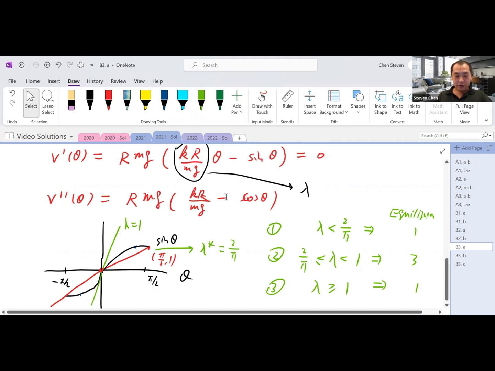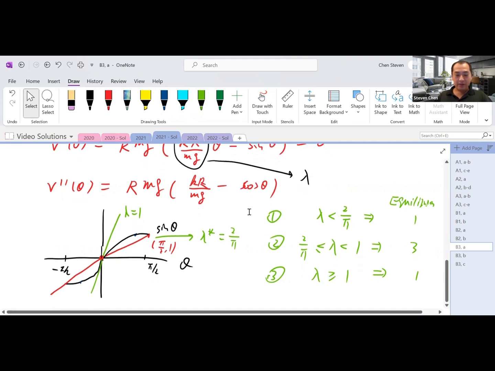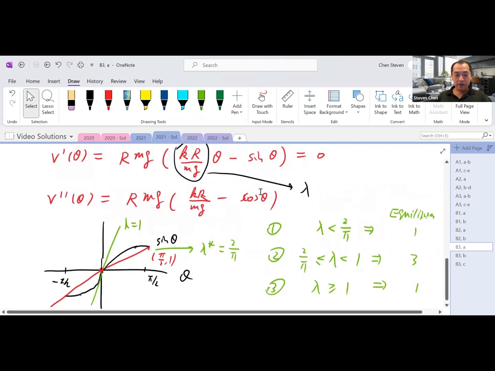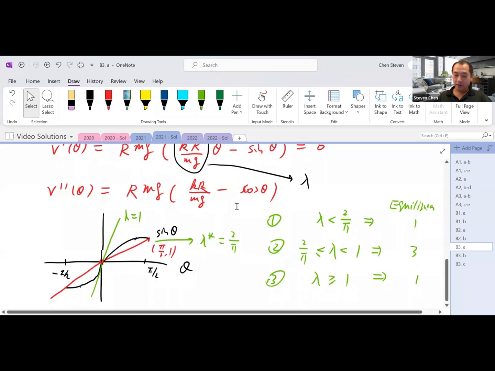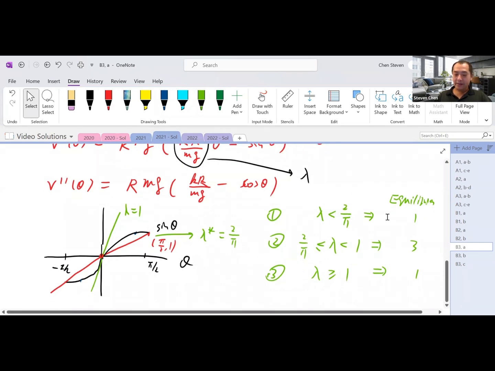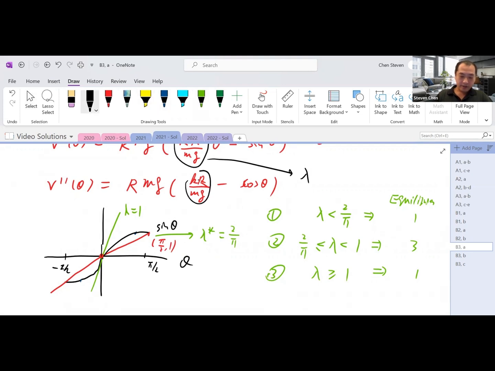Next, let's see, for each equilibrium, whether it is stable or not. So we have to check the second order derivative for each solution of the first order condition equation. Okay. Let's look at the first case. So recall that, this is just lambda. Okay. So let's look at the first case.